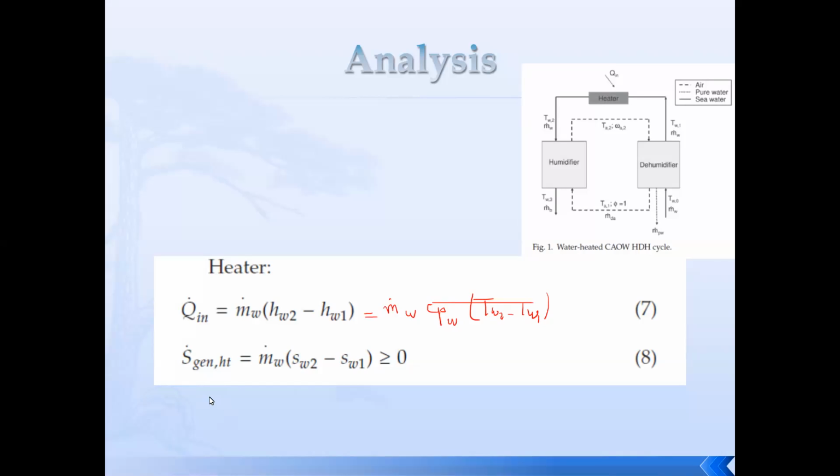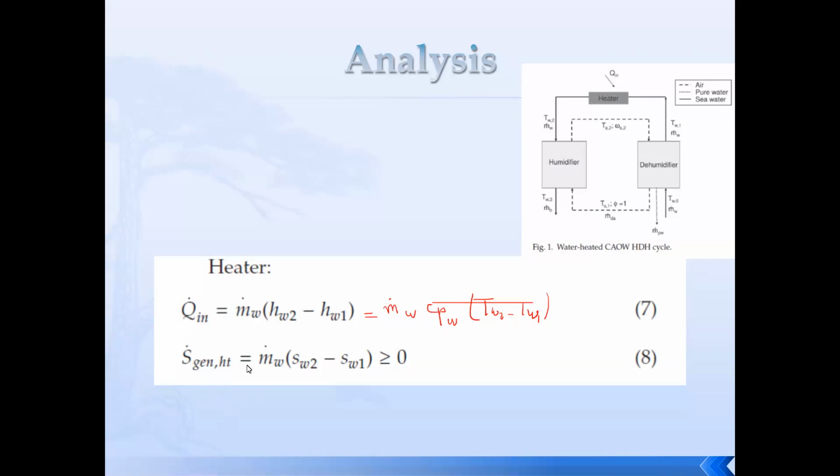We are assuming a water heater now, and the Qn, the heat added to the water, is resulting in an increase in the enthalpy, which can be written as H water 2 minus H water 1, or it can be given as M dot water, Cp water, because the temperature difference is not large. So Cp is constant, and then the temperature difference for the water across the heater.